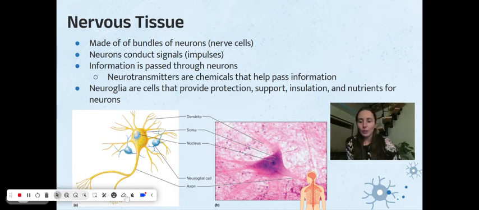We also are going to talk a little bit about neurotransmitters, which are just chemicals that help pass information in these cells. And we're also going to talk about the black sheep of the nervous system, the neuroglia, which are important cells, but not quite the nerve cell. But they are going to provide protection, support, insulation, and nutrients for our neurons. So they're like working for our nerve cells.